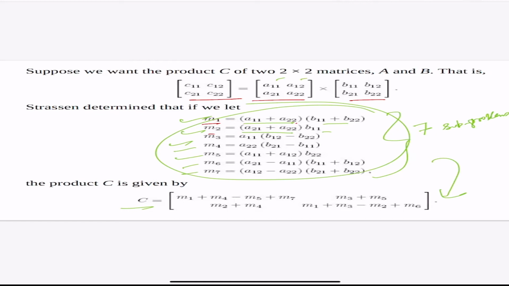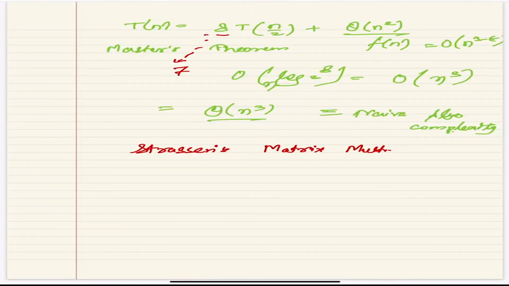And then in terms of these 7 terms, he wrote the final matrix C: M1 plus M4 minus M5 plus M7, and so on. You see some sort of symmetry, but I don't know how he came up with this. But he came up with this, and this is the exact solution. And he came down from 8 to 7 subproblems. And then immediately you see T(n) is 7T(n/2) plus theta n square, and that gives you much better complexity.